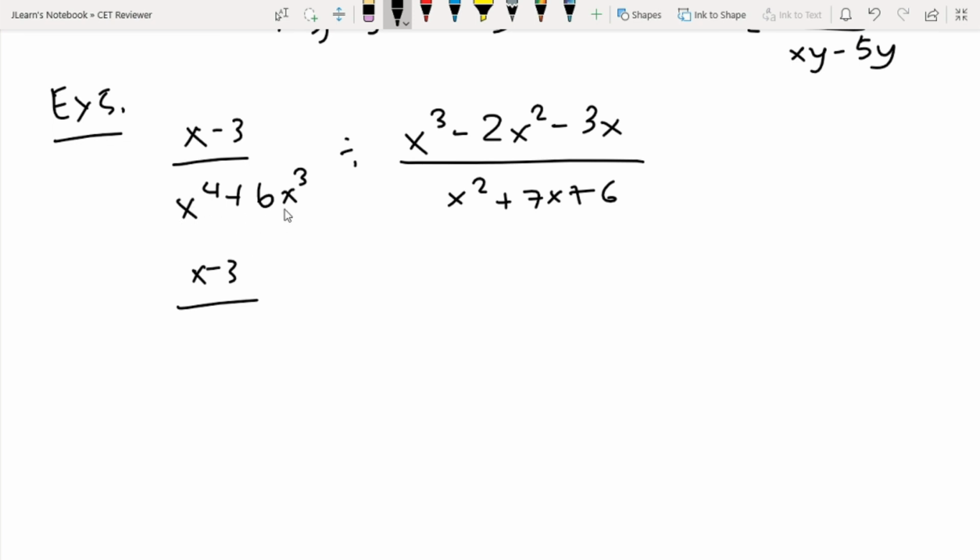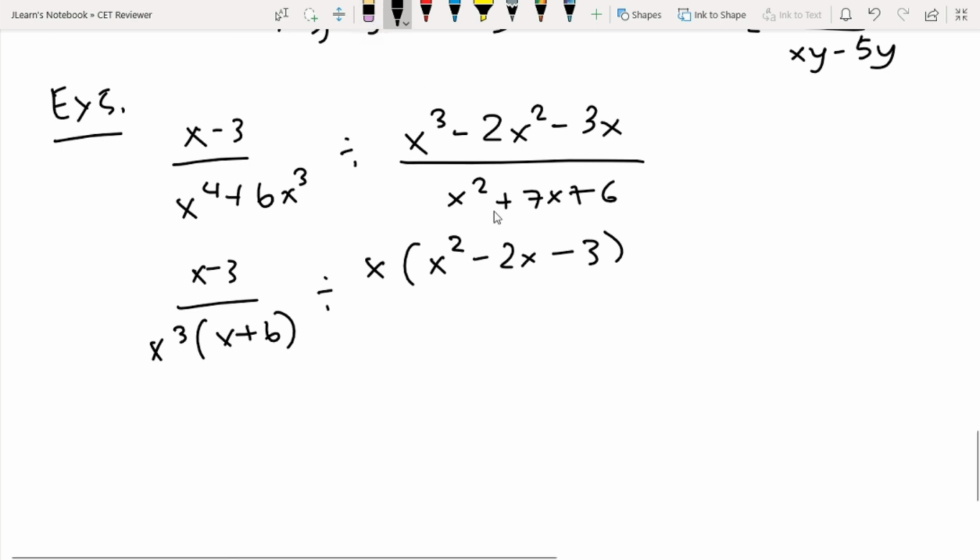X to the 4 plus 6x cubed. Factor out lang natin yung x cubed, no? So natitira sa atin na x plus 6 divided by x cubed minus 2x squared minus 3x. Pwede may labas yung x, no? So this will be x times x squared minus 2x minus 3. And kung mapapansin mo, itong numerator na to can again be factored.